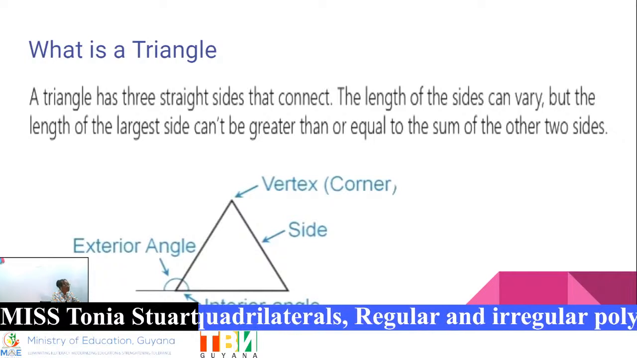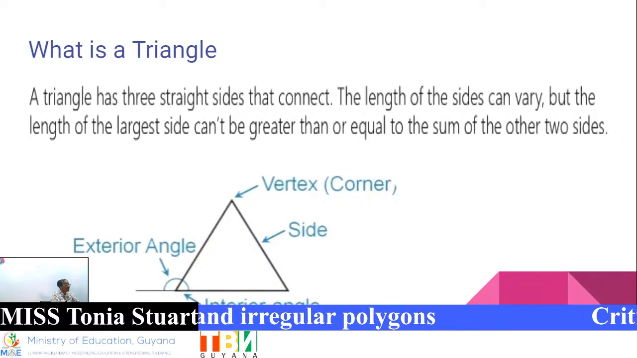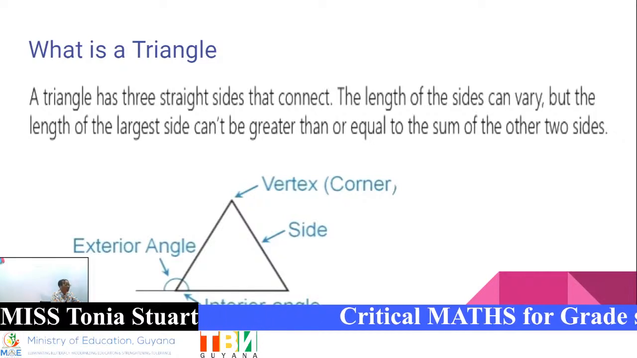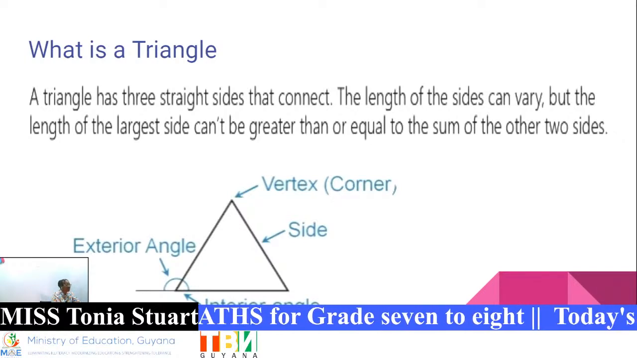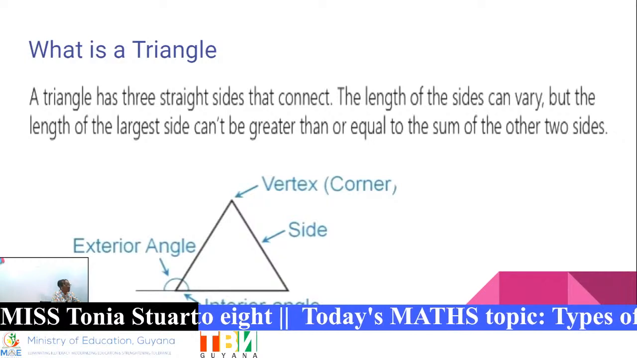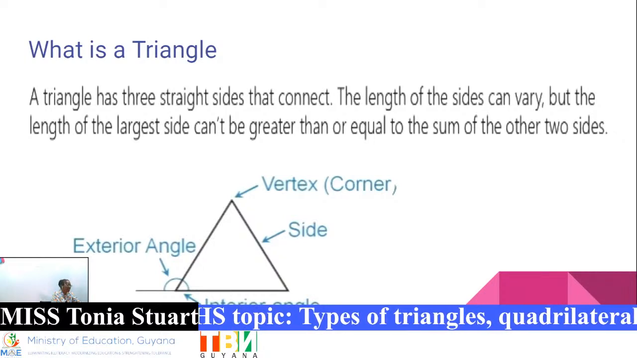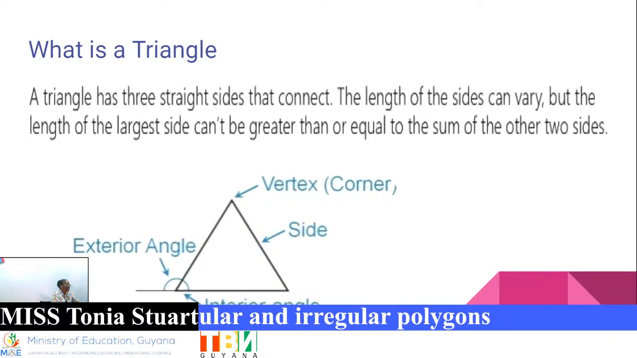So, what is a triangle? A triangle has three straight sides that connect. The length of the sides can vary, but the length of the largest side can be greater or equal to the sum of the two other sides. Here we have a triangle where you can see the vertex, that is the peak of the triangle. We have the side, with one side represented. We have internal angles, and we have external angles. When we did angles, we indicated how the internal angles would look. Now we are looking at the external angle of a triangle.